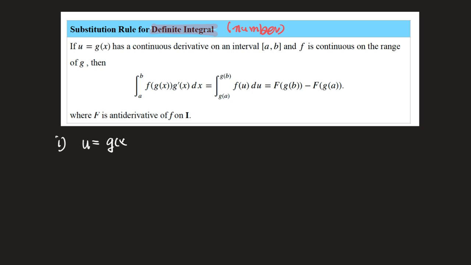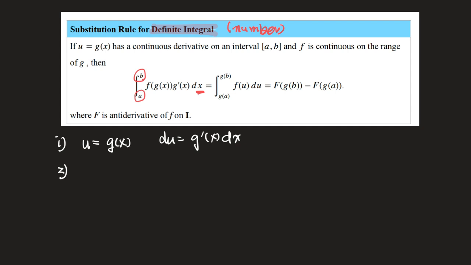First, like you did before, find the inner function, which is g of x. Then du is g prime x dx. It's the same as the indefinite integral. But this is very important, guys: you also have to find the boundary. The boundaries a and b are x values, so we're going to change a and b into u values.